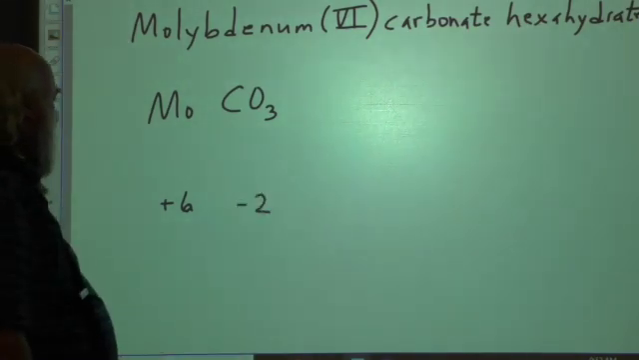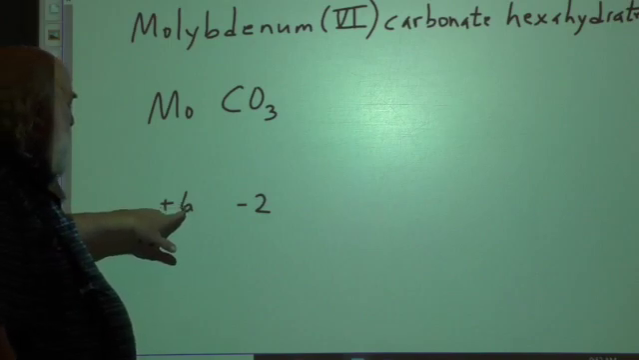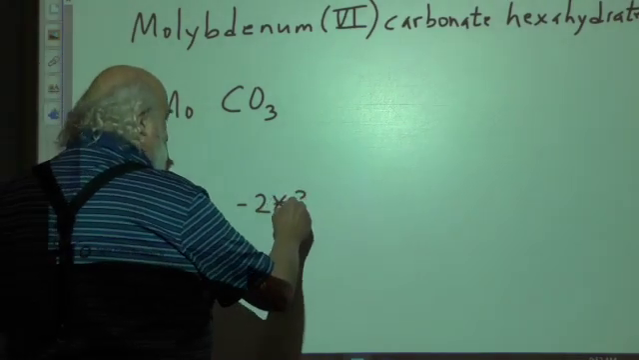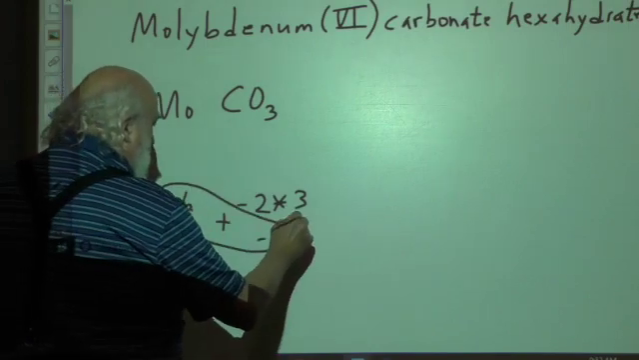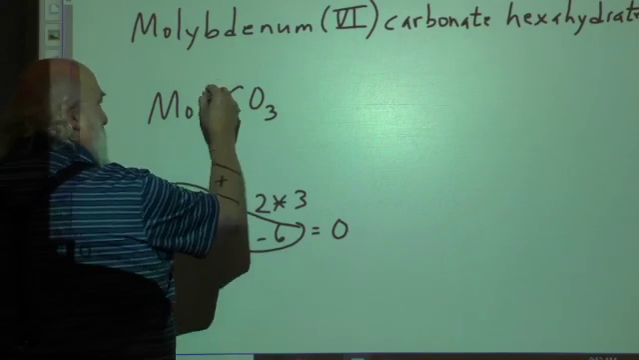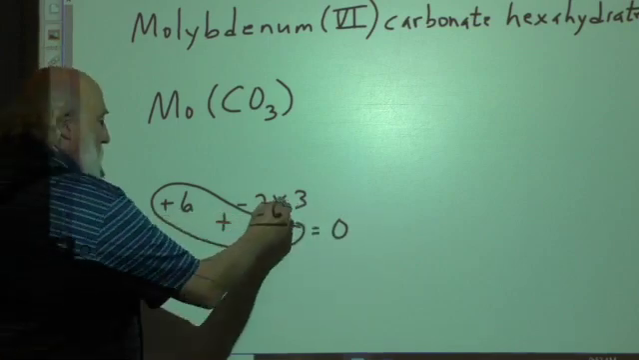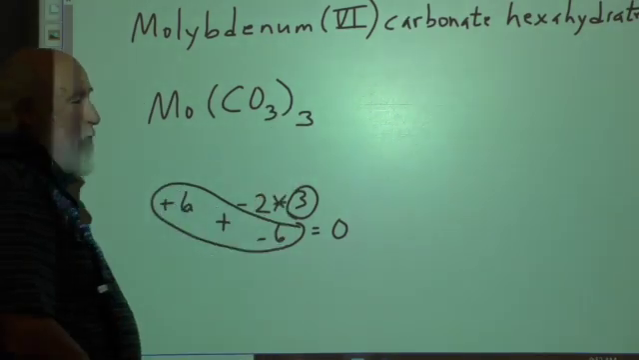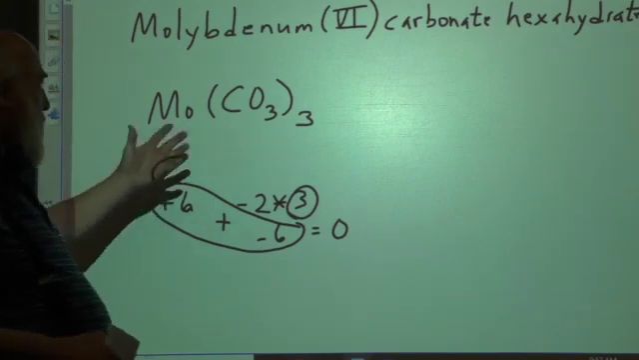We got to get this balance right here. Because this is 6 and this is -2, we got to add up to 0, and that means I'm going to have 3 of these to make -6. The 6 plus -6 equals 0, and that's what we want. And because we're going to have more than one polyatomic ion, we got to put parentheses around the polyatomic ion, and then this 3 that multiplies the charge of -2 goes right up here. And the formula for the anhydrate, molybdenum 6 carbonate, is this.